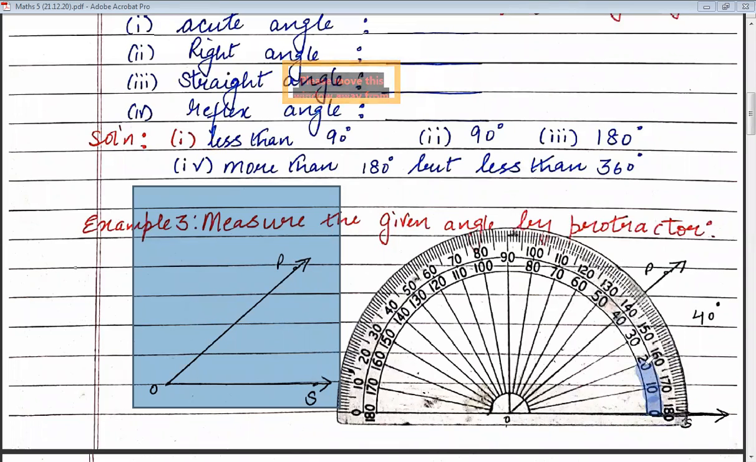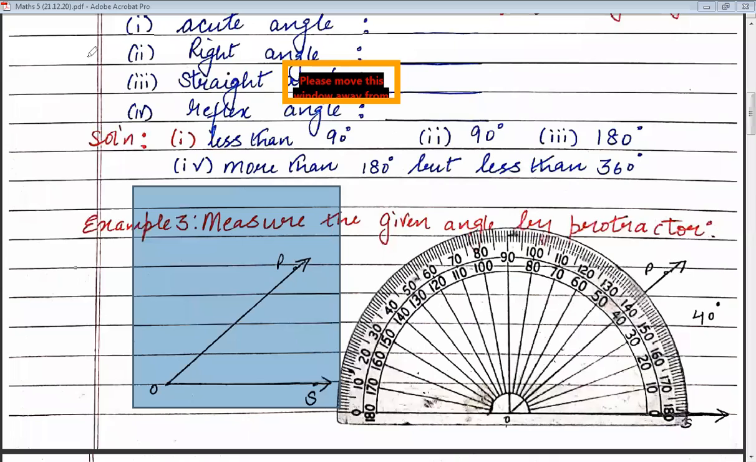Now let's start reading the lower curve. 0, 10, 20, 30, 40. Because you have to read the reading till the other ray, that is OP. So your value is 40 degree. Okay, children. So what is the measure of this angle? It is 40 degree.